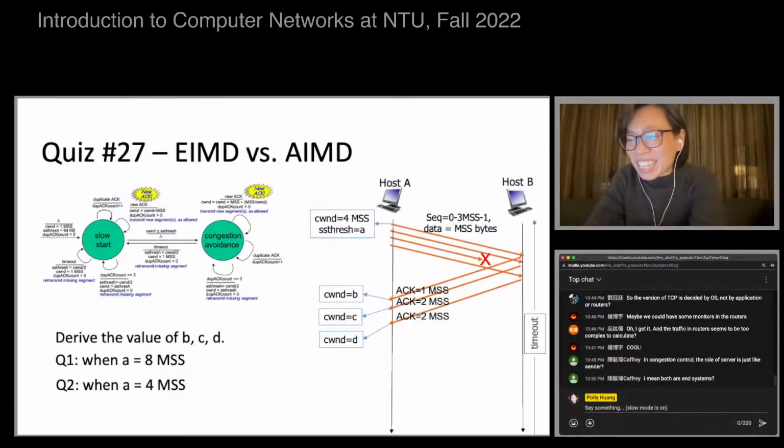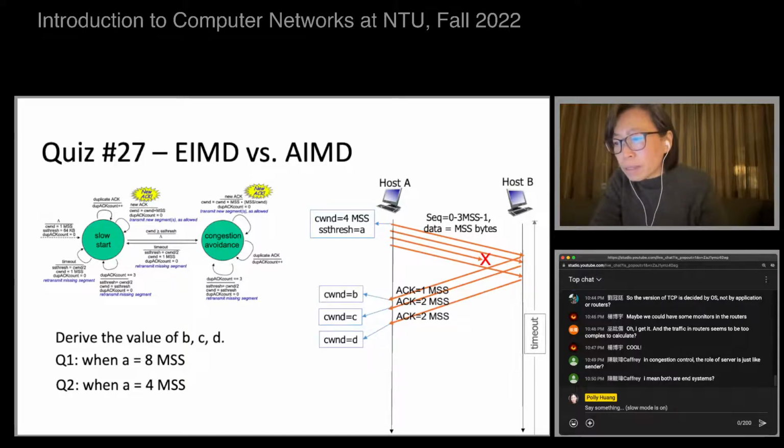Yeah, guys. So Zijun was perfectly right. Right. So Polly would try to show you the derivation this time. Let's see. So that's deriving B, C, D for just Q2, right? Because Q1, I think it's quite straightforward, isn't it?